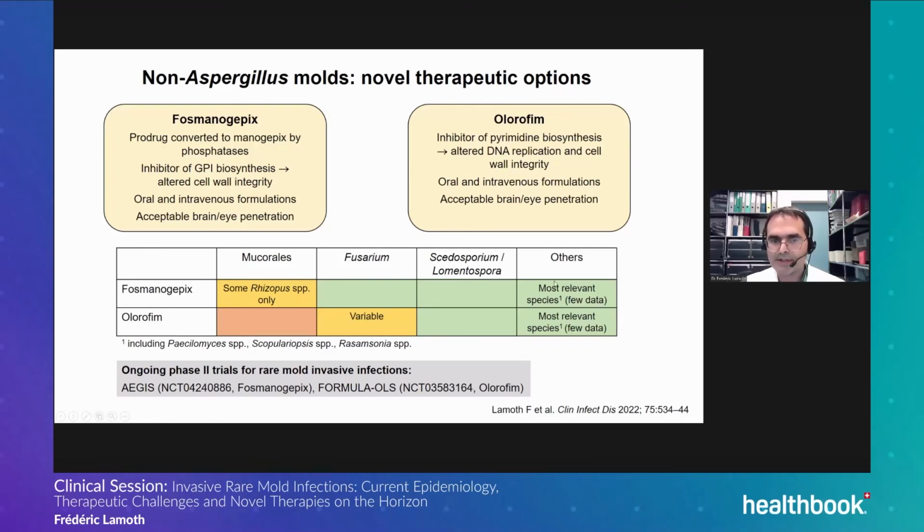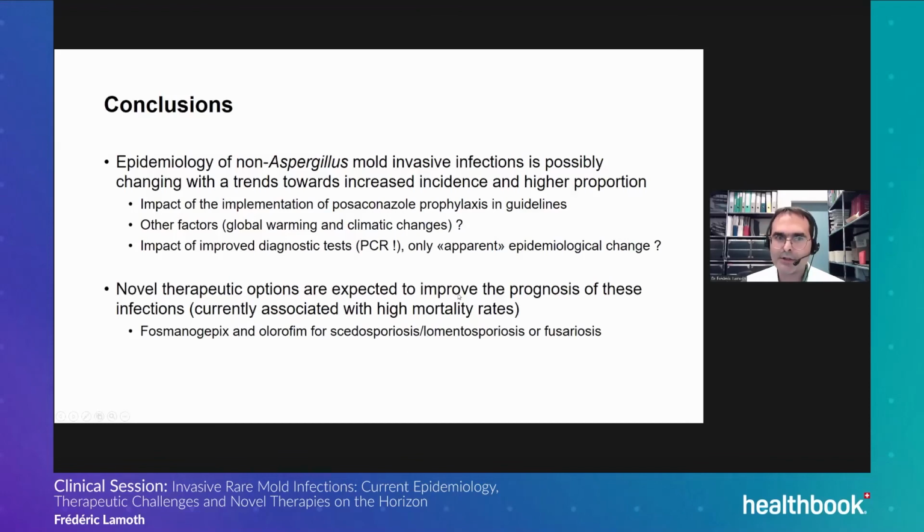Also against some notoriously resistant molds like Scopulariopsis, but the major gap is Mucorales, for which Olorofim is not active, and Fosmanogepix has only marginal activity against some Rhizopus. But at least there is a very big promise for these pan-resistant molds like Lomentospora, Fusarium solani, or Scopulariopsis. We currently have phase 2 trials ongoing for rare mold invasive infections, one for Fosmanogepix and another one for Olorofim.